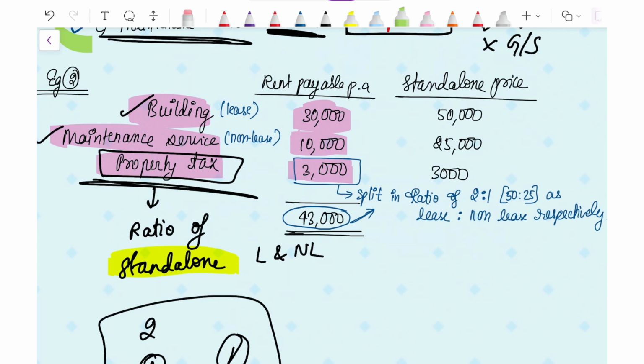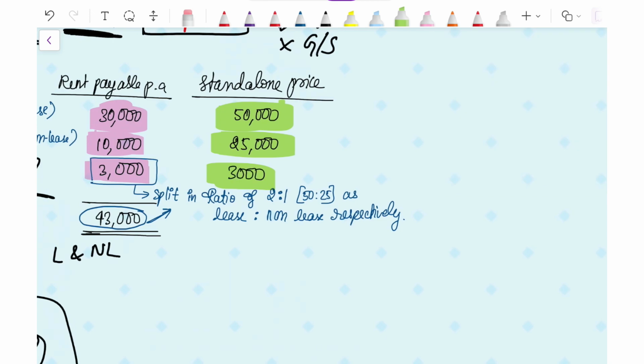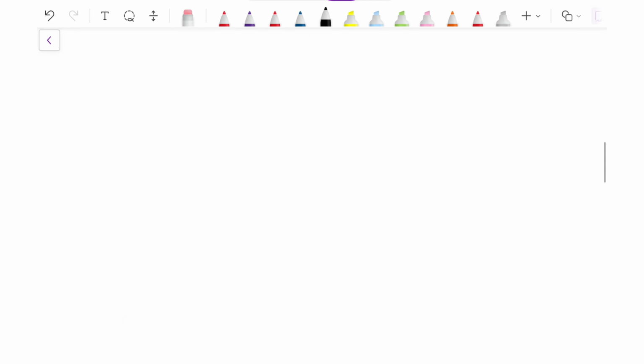Suppose the building rent which you are paying every year is 30,000, but the fair value of it is 50,000, and the maintenance service which you are paying every year is 10,000 rupees for it, but the fair value of it is 25,000. Then this 3,000 rupees of property tax cannot have a fair value, it only has one value, correct? So property tax of 3,000 will be split in the ratio of 50,000 to 25,000, a 2:1 ratio between the lease and the non-lease component.